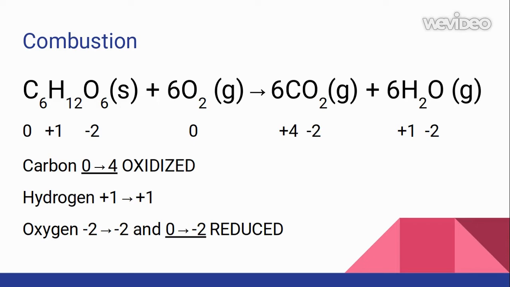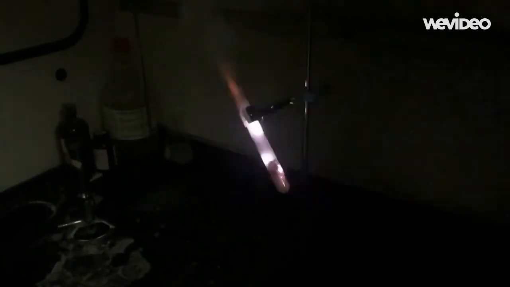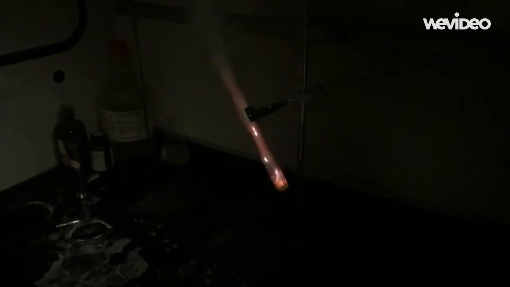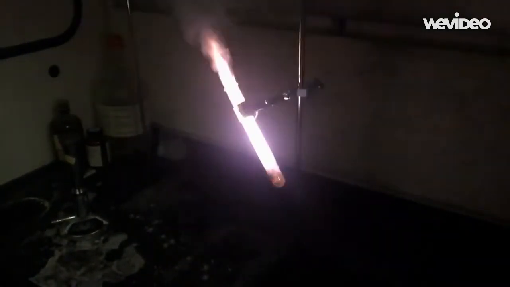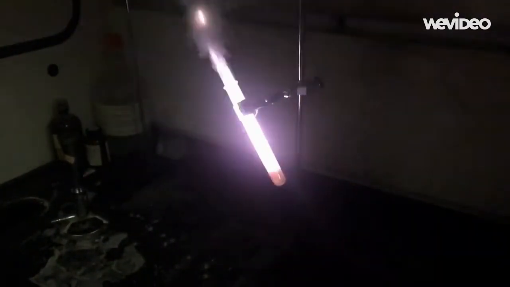In this demo, we'll be showing the combustion reaction of glucose. Potassium burns a lilac color, and since this reaction took place with the potassium chlorate, a lilac color is the color emitted.